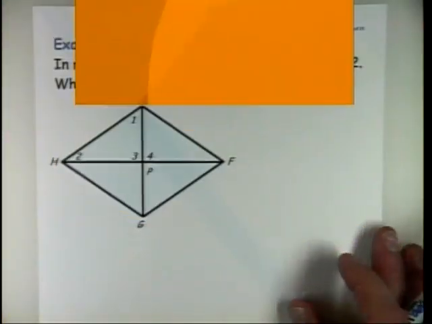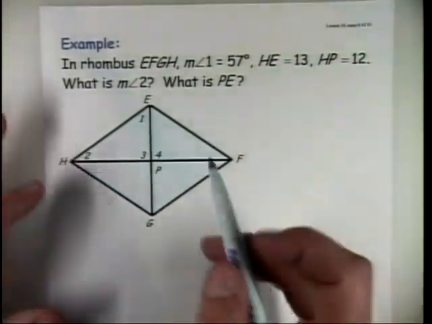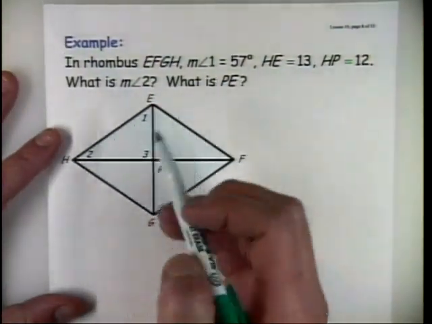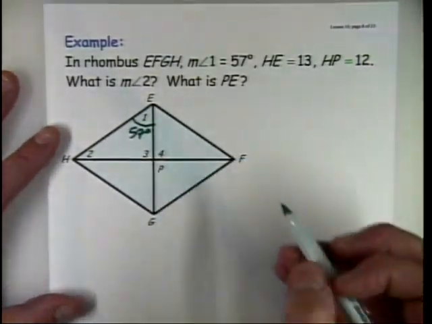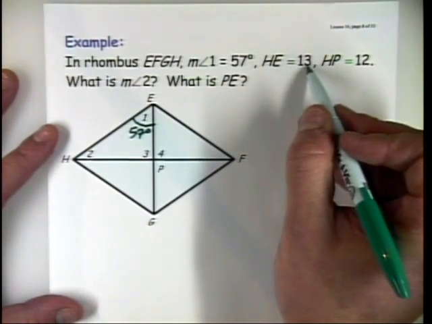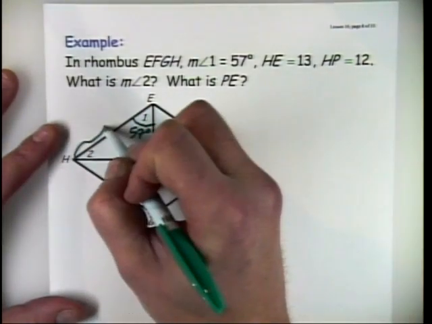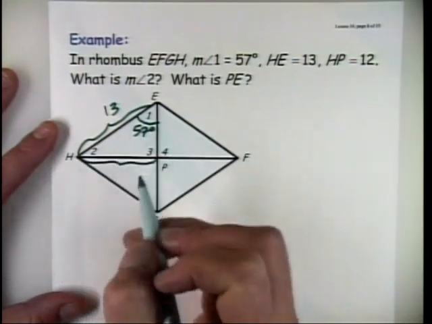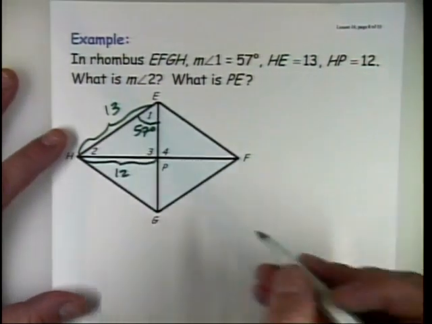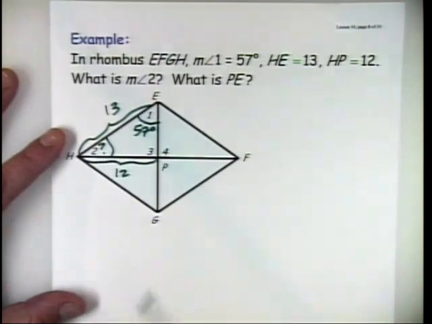All right, here's an example with the rhombus. In a rhombus EFGH, we know that the measure of angle 1 is 57 degrees. So I'm going to draw that on here, 57 degrees. And we know that HE, the length of the segment, is 13. So that's this here. HP, which is right here, is 12. What is the measure of angle 2? So we're looking for this right there.